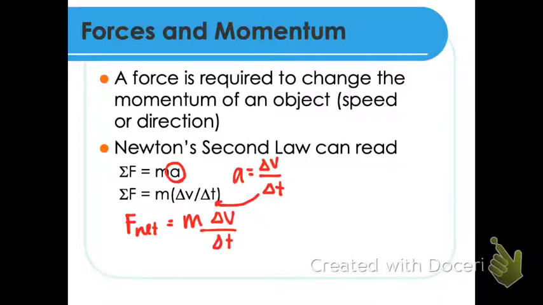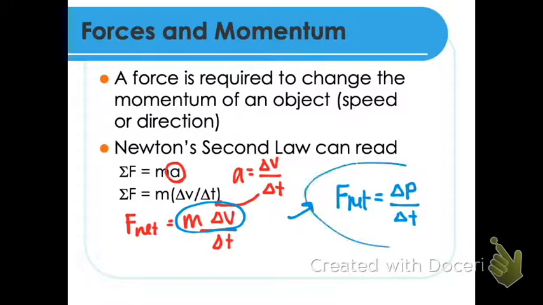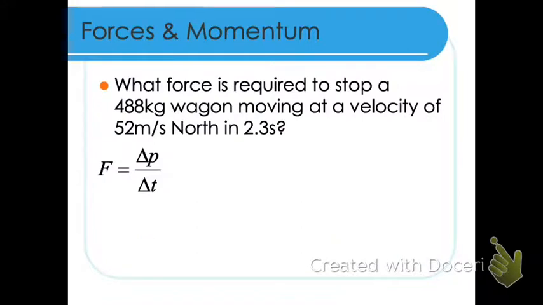And then what does this look like? What's m times v look like? Momentum. So now we can look at an equation that says the net force is equal to change in momentum over change in time. The net force can equal the change in momentum over change in time. I would put that on your equation sheet. We took that right from Newton's second law. Okay, so let's start looking at what we have. We have the mass.